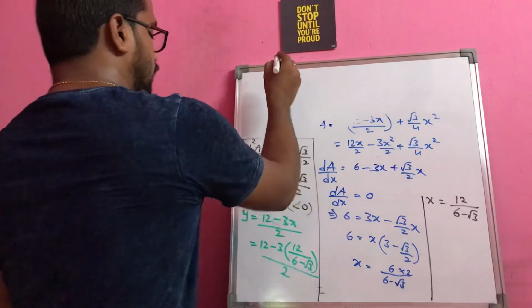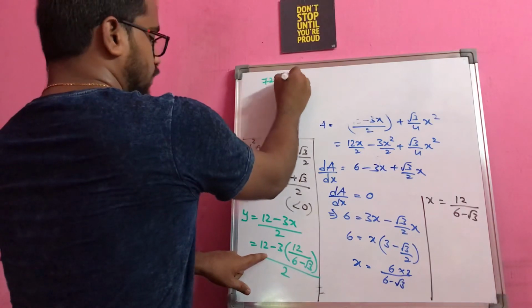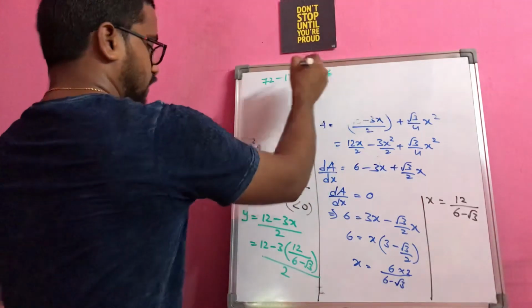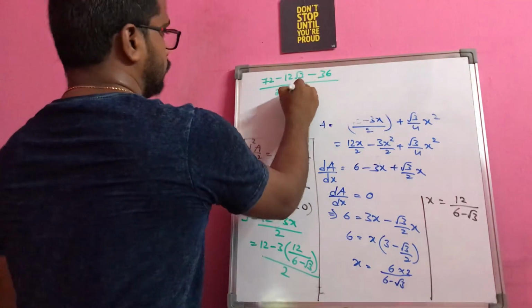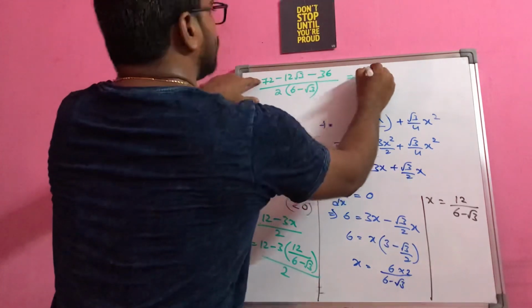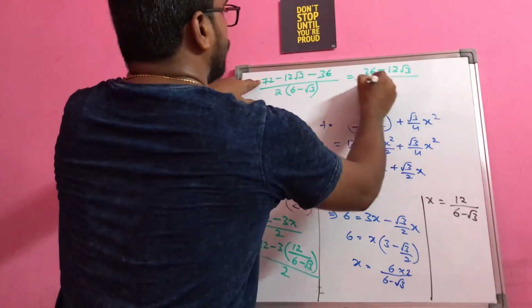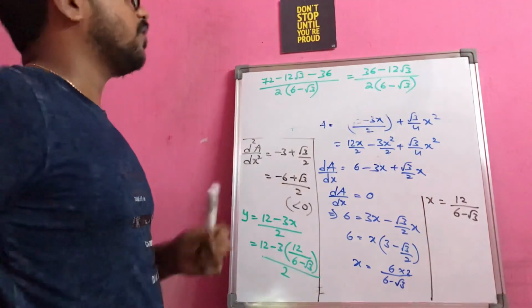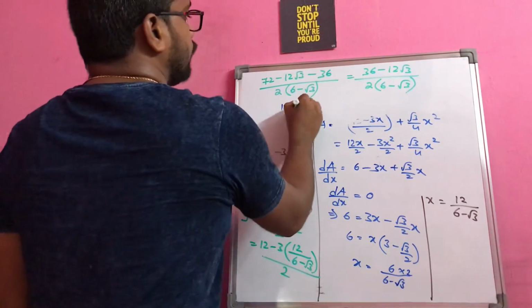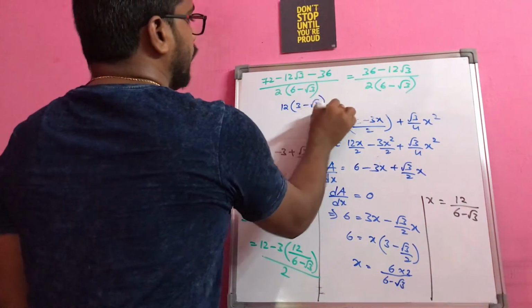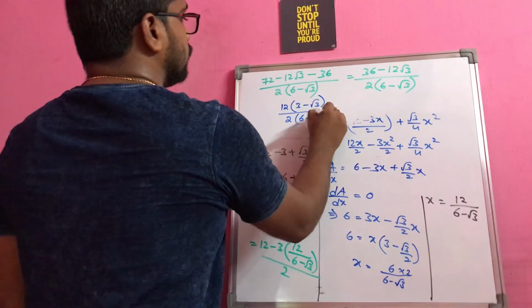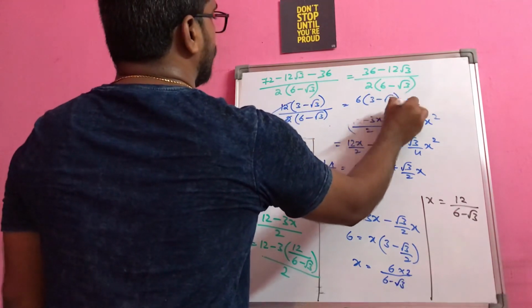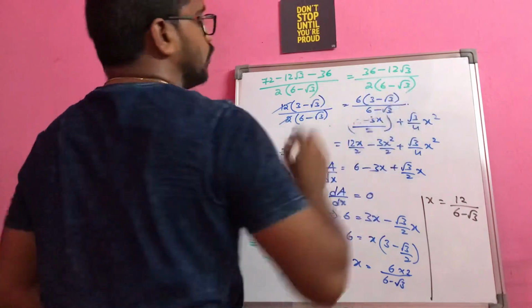So simplify this. If I take the LCM, 12 times 6 is 72, minus 12 root 3 minus 36, whole divided by 2 times 6 minus root 3. So this is 36 minus 12 root 3 by 2 times 6 minus root 3. If you want, you can take 12 as common from the numerator. Then I will get 12 times 3 minus root 3 by 2 times 6 minus root 3. Simplifying further, 6 times 3 minus root 3 by 6 minus root 3.